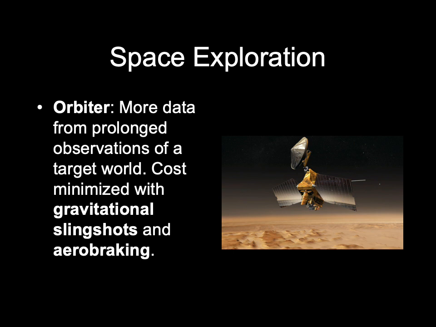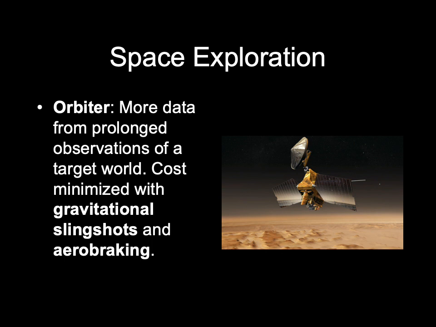Then there are orbiters, which are great because you get more prolonged observations because these are spacecraft that go to a target, then go into orbit around it. And so you get dedicated observations of a target object. You tend to minimize cost and save time by using things called gravitational slingshots and aerobraking.